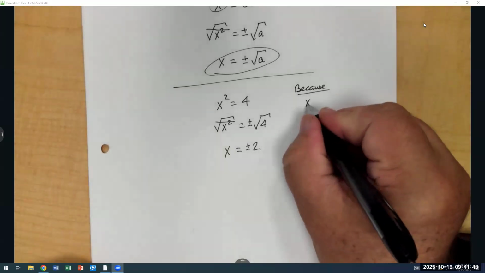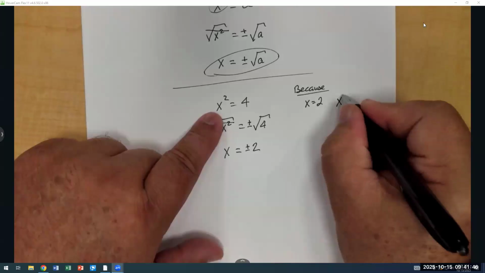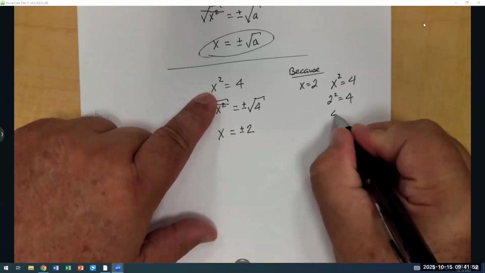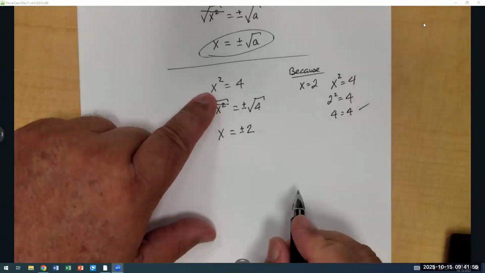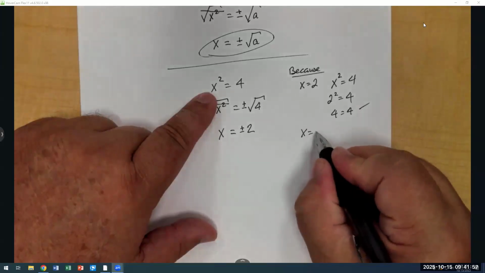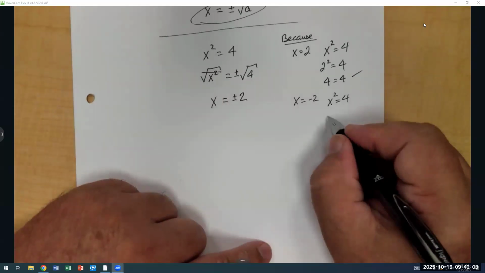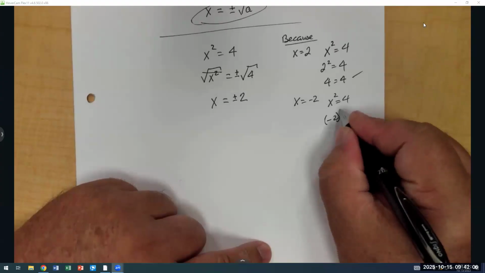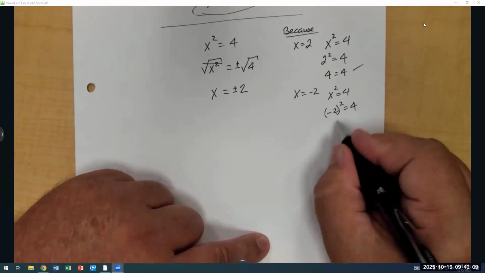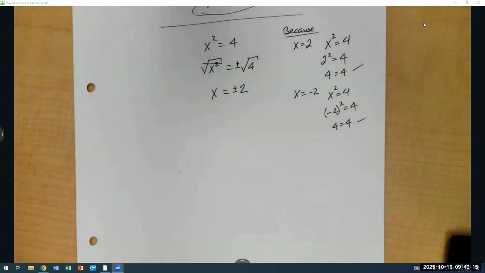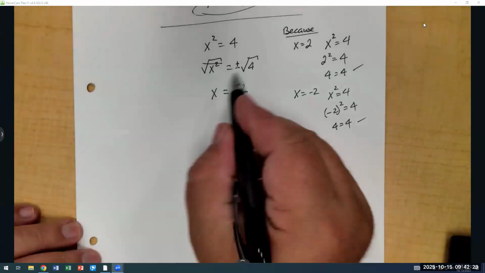Because if x equals 2, then x squared equals 4 is a true statement. 2 squared equals 4. So 4 equals 4. That checks. If x equals negative 2, x squared also equals 4. We put negative 2 squared equals 4. Negative 2 squared is 4 equals 4. That works. So that's the reason.